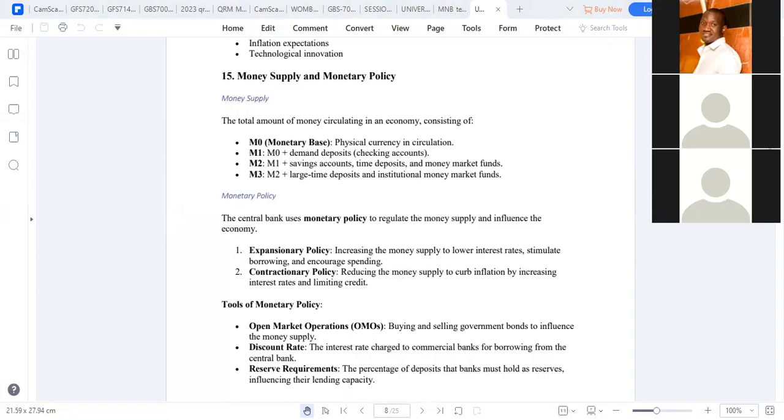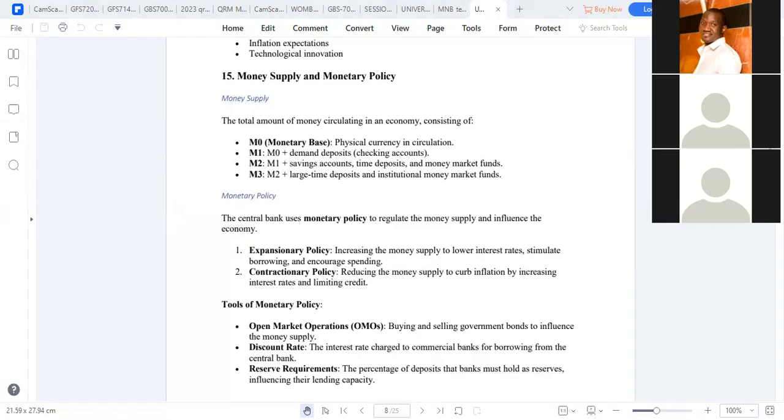Remember, what did we say about expansionary policy? It's a policy that aims to increase the money supply in the economy. How? By lowering the interest rates, by encouraging borrowing and spending. So this one is used in periods of economic what? Downtimes or recessions. And contractionary monetary policy is used when they want to reduce the money supply in the economy. So this is by increasing the interest rates and reducing the availability of credit.